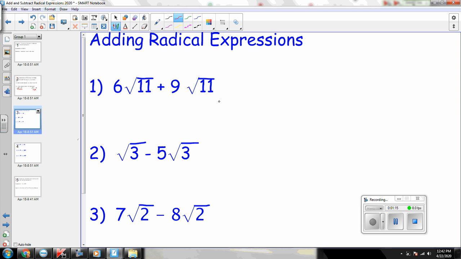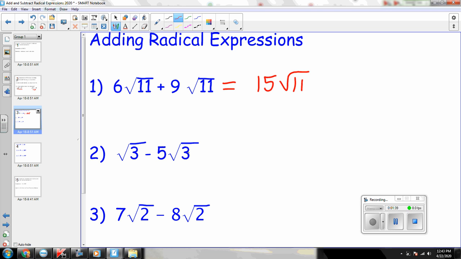Looking at number 1, in order to add or subtract, we need like radicands. Well, they both have a square root of 11, so you can add them together. 6 radical 11 plus 9 radical 11, I would add 6 plus 9 to get 15, and then I would have radical 11.